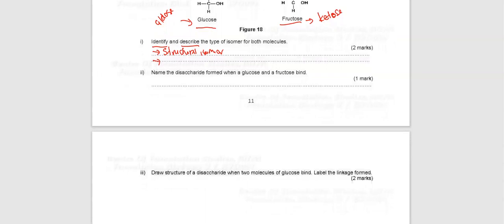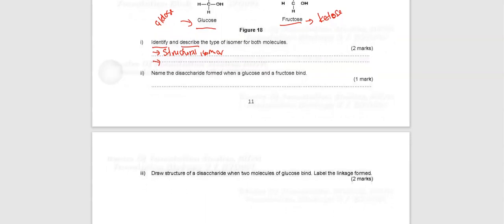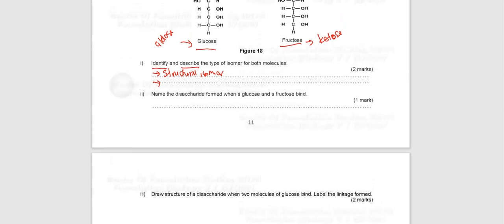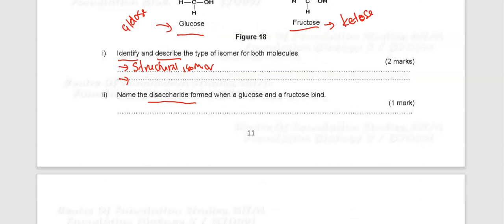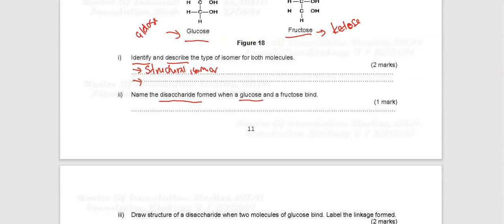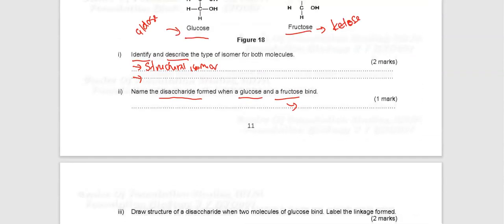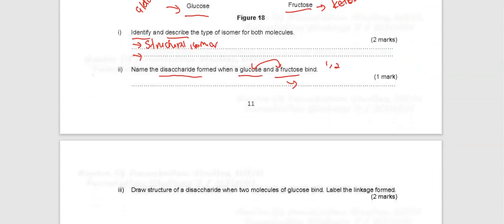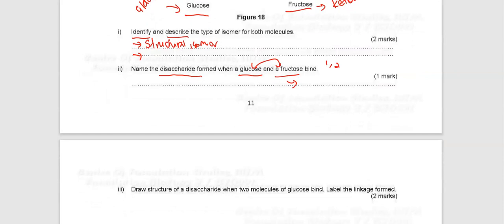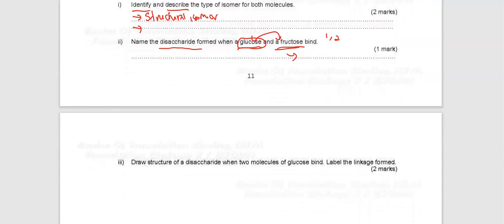Number 2. Name the disaccharide formed when a glucose and a fructose bind. A disaccharide consists of 2 monosaccharides that are joined together. In this case, the monomers are glucose and fructose, so the answer will be sucrose. The bond between these 2 monosaccharides is known as a 1,2 glycosidic linkage, because it forms between carbon number 1 of glucose and carbon number 2 of fructose in the structure of sucrose.